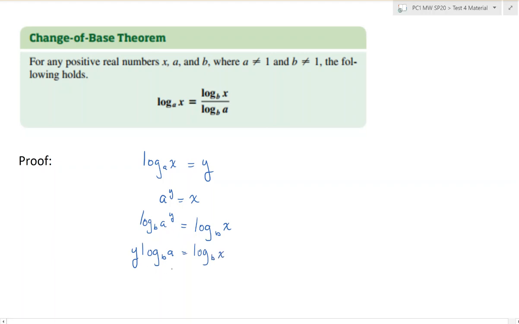And now we're going to divide both sides by log base b of a. So that's going to be log base b of x divided by the log base b of a. And now if y is equal to the log base a of x and y is also equal to the log base b of x divided by the log base b of a, then that must mean that the log base a of x equals the log base b of x divided by the log base b of a. So let's see where this comes in handy for us.